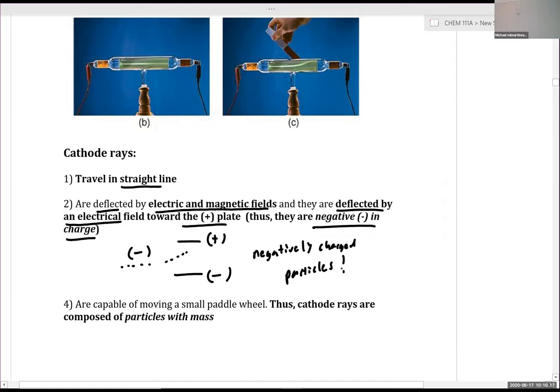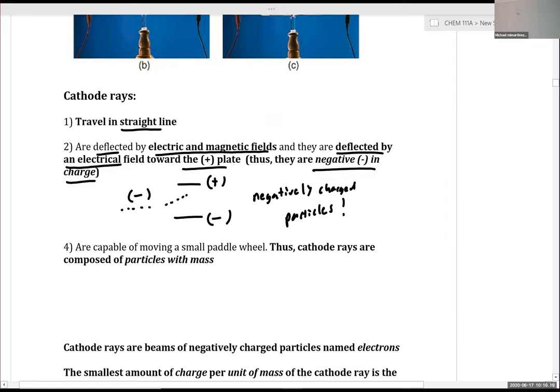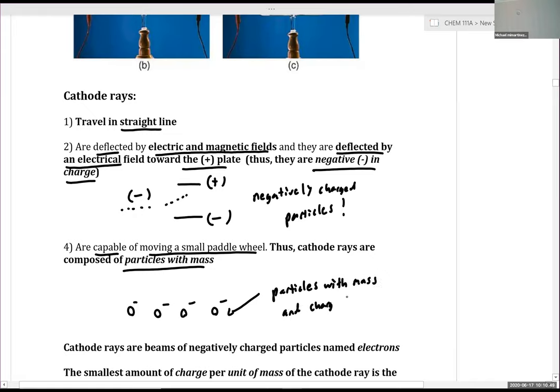Okay, the next experiment seems really minor, but it actually has a lot of insight. These cathode rays are capable of moving a small paddle wheel. Thus, cathode rays are composed of particles with mass. So we're beginning to have a bit of a model where we know that these cathode ray beams are composed of particles with mass and charge, and the charge is negative.